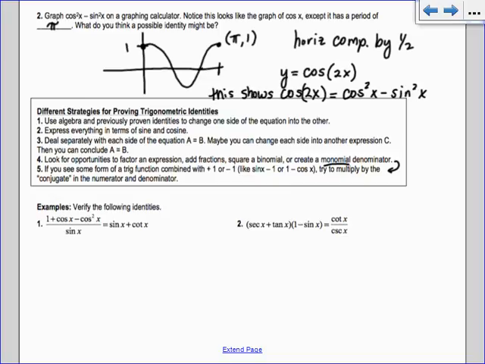Okay, so this first one. It says we have 1 plus cosine of x minus cosine squared x all over sine of x. This is the more complicated side, and that's the side that I usually start with. So I start with the more complicated side. This is the left-hand side, so you can write LHS if you want.